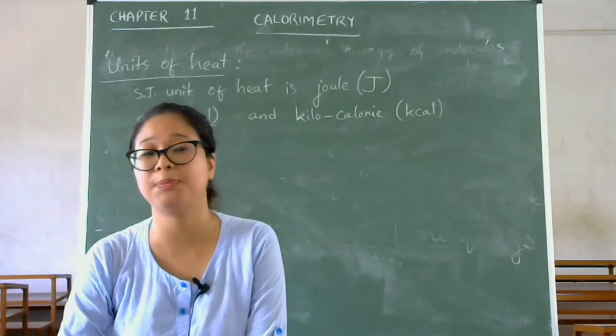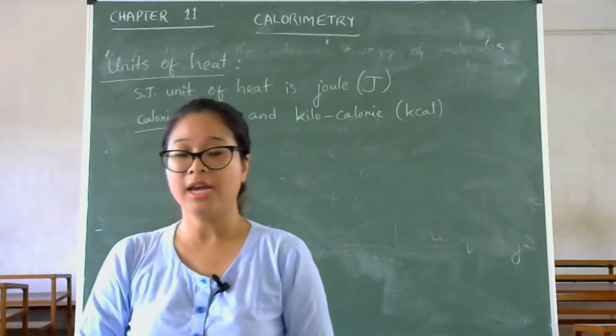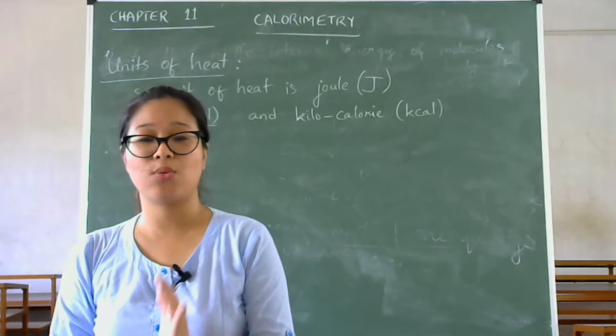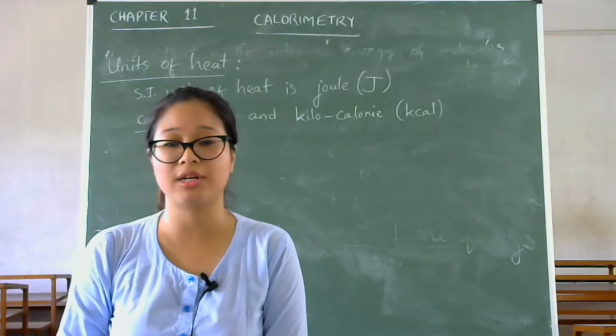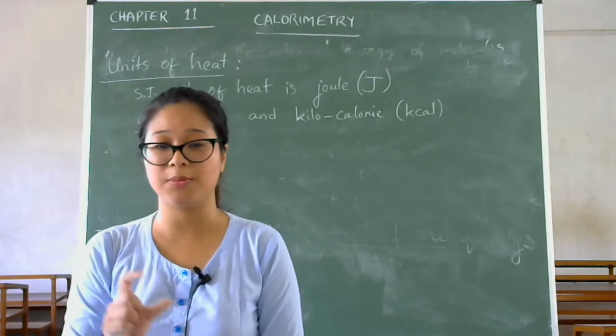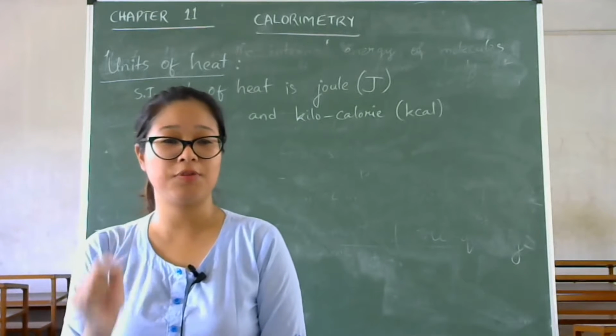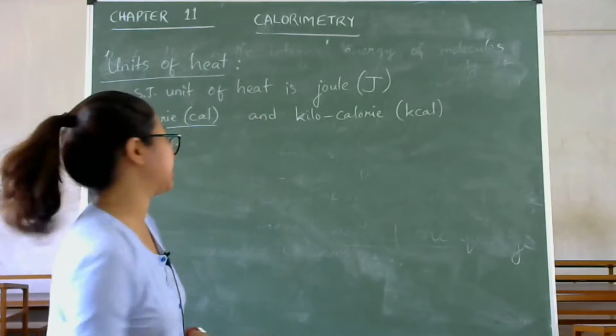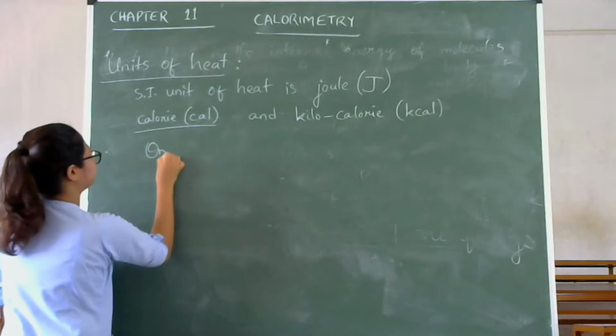We have another precise definition of calorie, that is 1 calorie is defined as the quantity of heat energy required to raise the temperature of 1 gram of water from 14.5 degrees Celsius to 15.5 degrees Celsius. Let us write down.